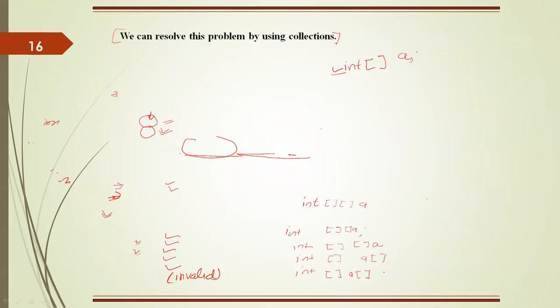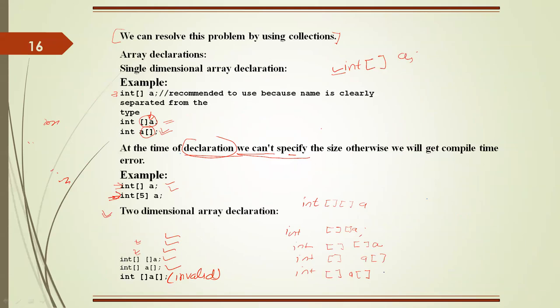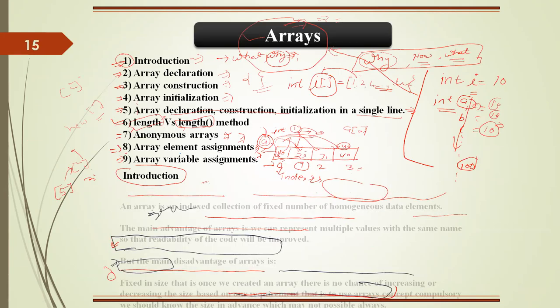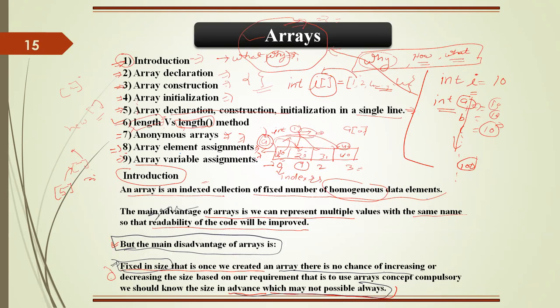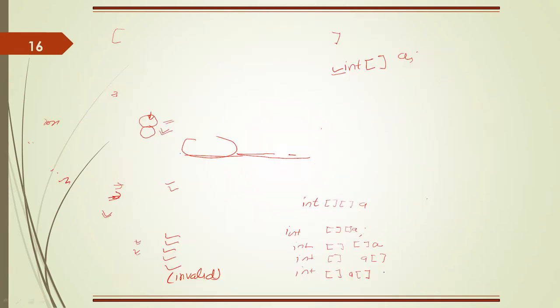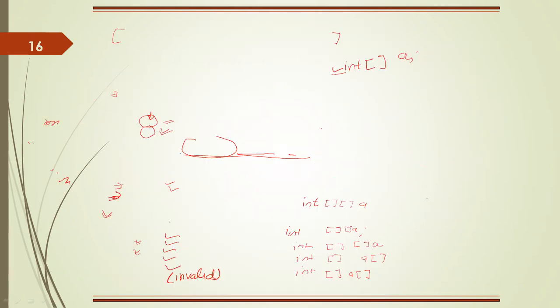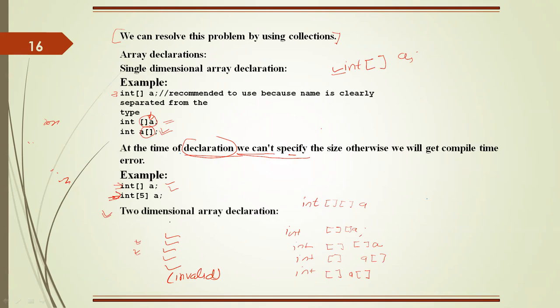So what is the advantage of array? Tell me. The main advantage of array is we can represent multiple values with the same variable name, which improves the readability of the code. Here it's the same variable name. This is the main advantage. You can assign multiple values to one variable in the array concept. So these are some examples.